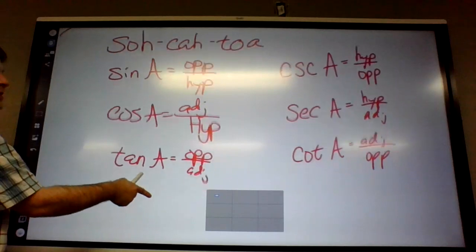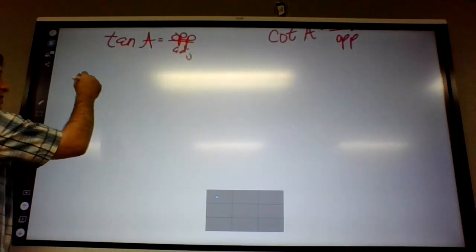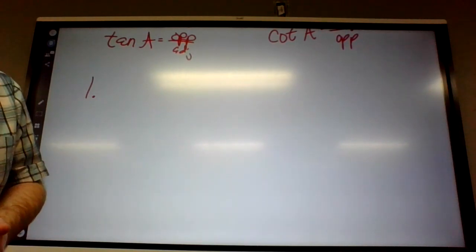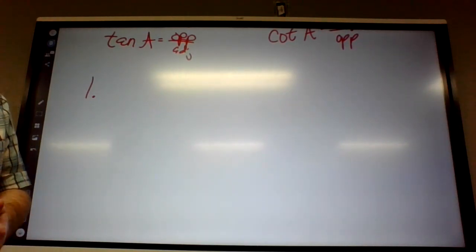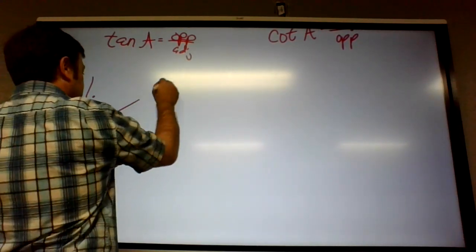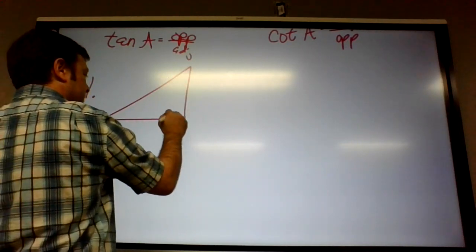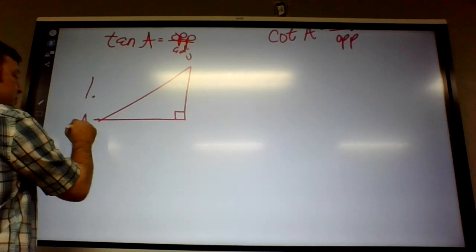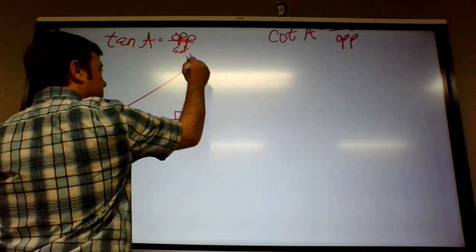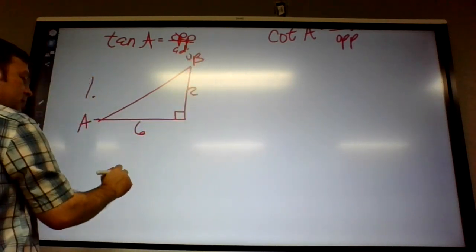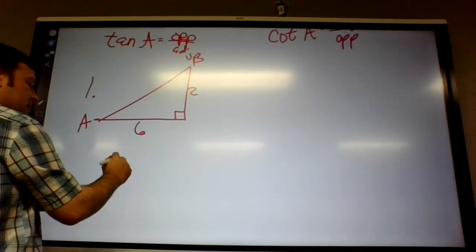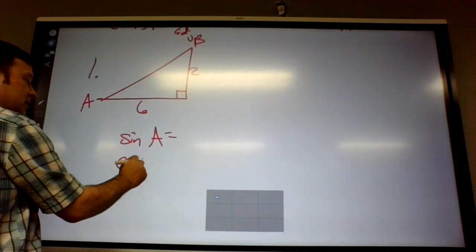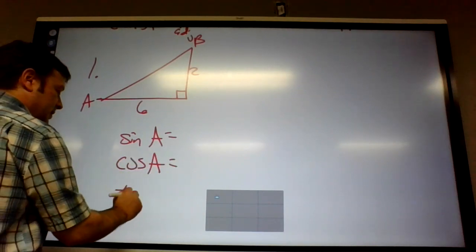So, if you need it, you might put those up in your notes, because we're going to need all that stuff today. Number 1. State 3 basic trig ratios for each acute angle. How many acute angles does a right triangle have? 2. It's got one right angle and 2 acute angles. And on this one they're called angle A and B. So the 3 basic are sine, cosine, and tangent.